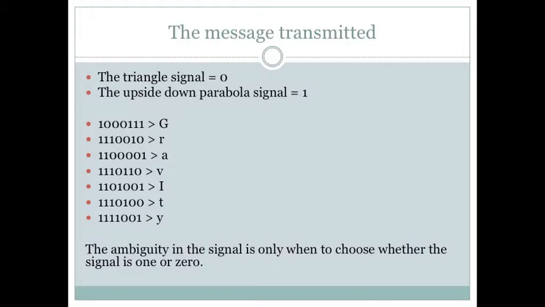The message that has been transmitted was "Gravity" with the capital letter G, and the rest of the letters were lowercase. The ambiguity in this signal was just because we had to match the 1 and 0 logics to the types of signal that they are supposed to correspond to in order for the message to be meaningful.